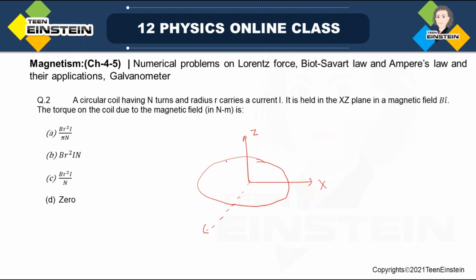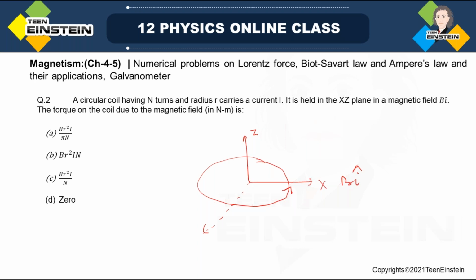So this circular loop or circular coil has n turns, and the magnetic field is applied this way, and the torque on the coil due to the magnetic field is what? We have to know that this is a circular coil which is held in the xz plane. Suppose current is flowing in the anticlockwise direction. I'm just supposing it.